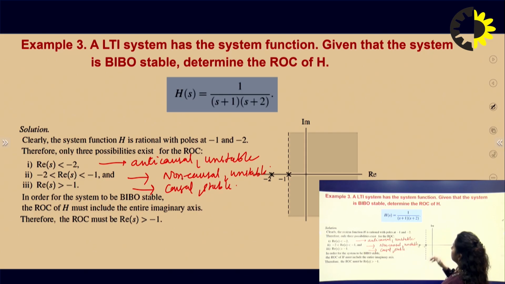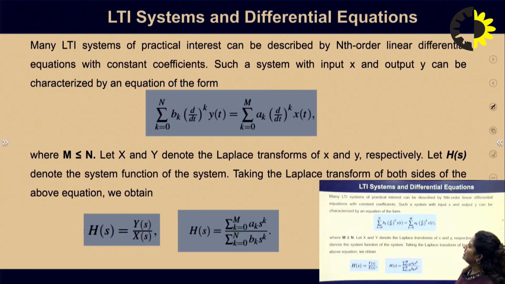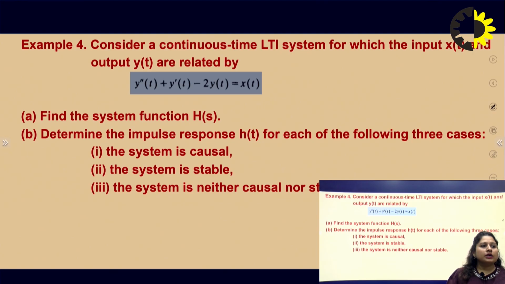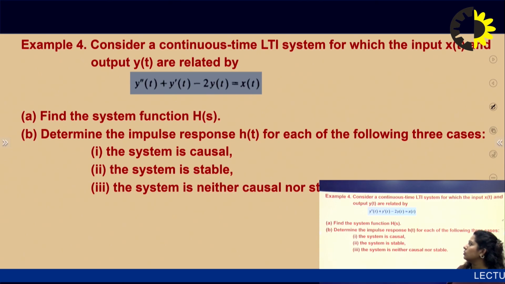Next, LTI systems and differential equations. By a differential equation, we can find out the transfer function or system function, which is H(s) equivalent to Y(s) upon X(s). So, consider this expression: d2y(t) upon dt2 plus dy(t) upon dt minus 2y(t). We have to find out the system function, impulse response h(t), and whether the system is causal, stable, or neither causal nor stable.